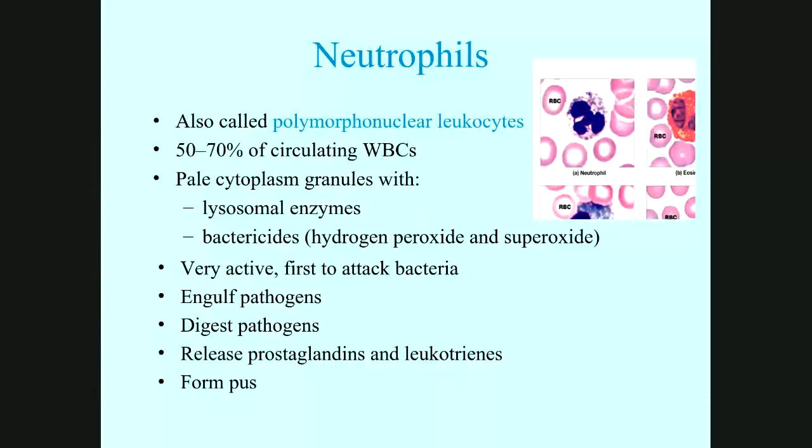Neutrophil, also called polymorphonuclear leukocyte. If you look at the nucleus, you have several lobes. They represent 50 to 70% of the circulating white cells. Its cytoplasm is granulated, so this is a granulocyte white cell.